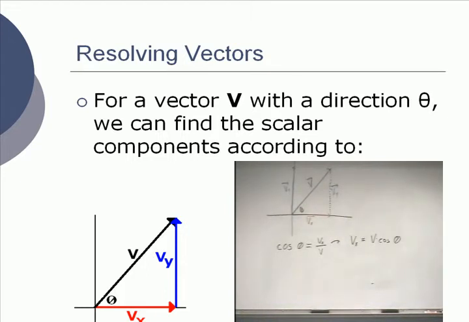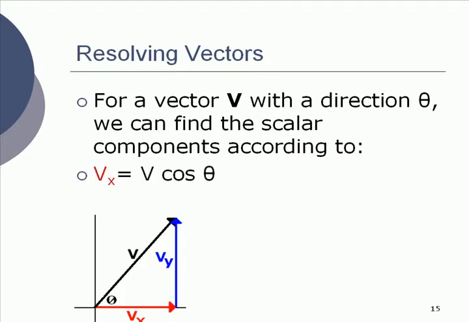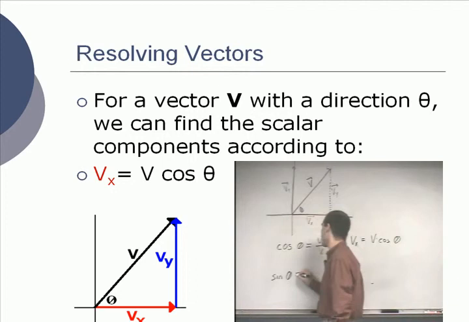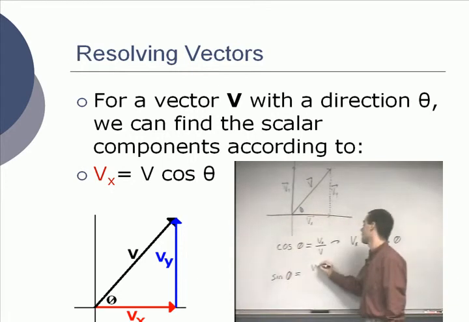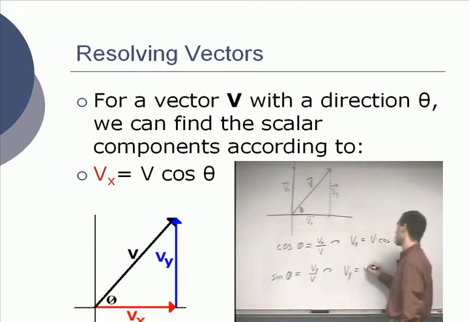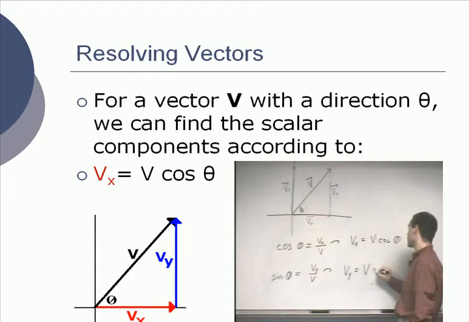So there, we've got a formula. This will work regardless of the vector, regardless of the quadrant. If we want to know what the x component is, we just take V, the magnitude, times the cosine of the angle. What about sine? Sine of our angle theta is going to be Vy over V. Multiply both sides by V, and we find out that Vy, the y component, is always equal to the magnitude of V times the sine of theta.